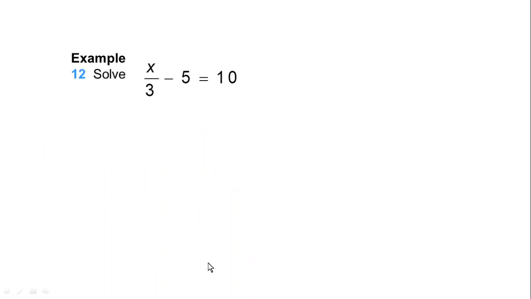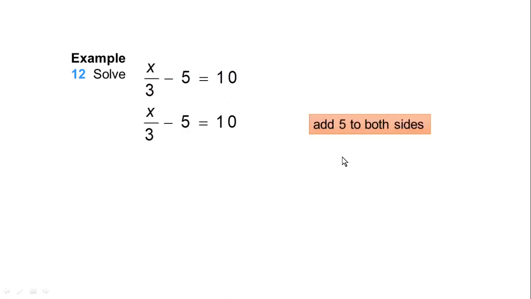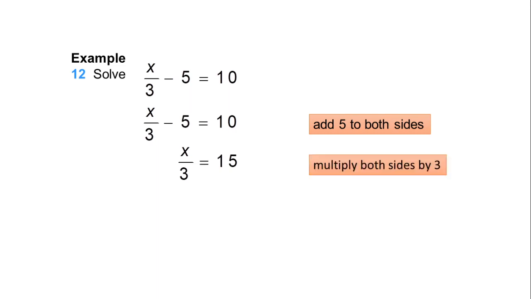Okay, question number 12. I have to solve x over 3 minus 5 equals 10. If I want to solve this, I'll add 5 to both sides. If I add 5 to both sides, it will become x over 3 is equal to 15. If I want to remove this 3, remember this is read as x divided by 3. X divided by 3, you heard the word divided. What is the opposite of divided or division? It's multiplication. So multiply both sides by 3. If I multiply both sides by 3, I can remove this 3, then x now will become 45.